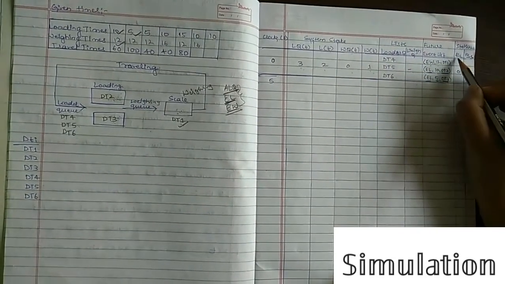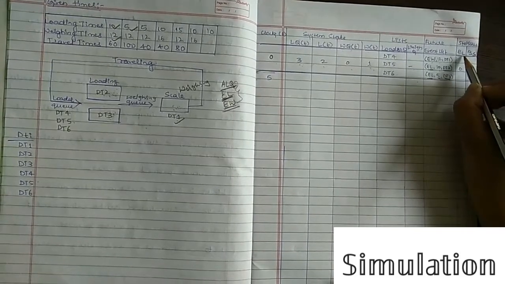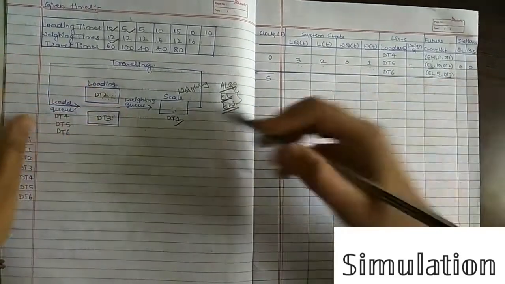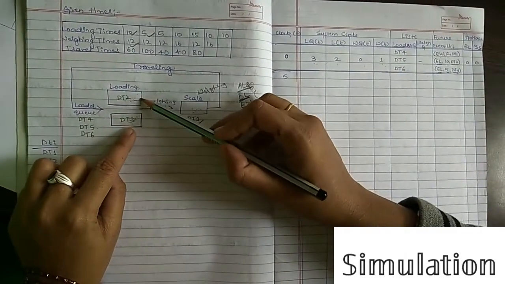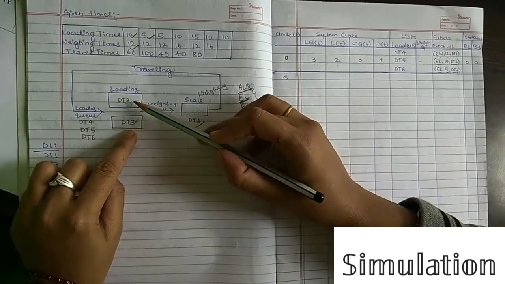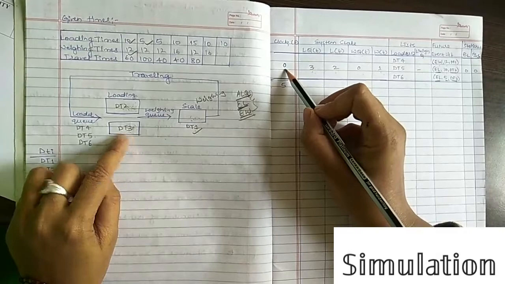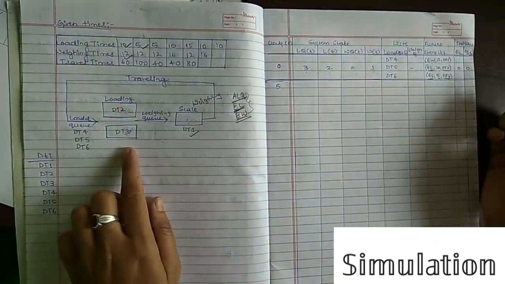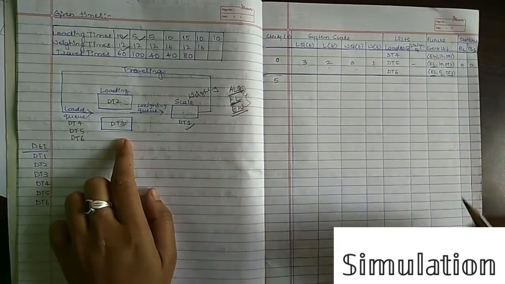Next, we have 2 statistics here, BL and BS. BL means busy time of the loader. BS means busy time of the scale. There are 2 loaders here. Initially the trucks have just entered and have not started their work, so I am taking 0 and 0. Okay, so this is the initial scenario.